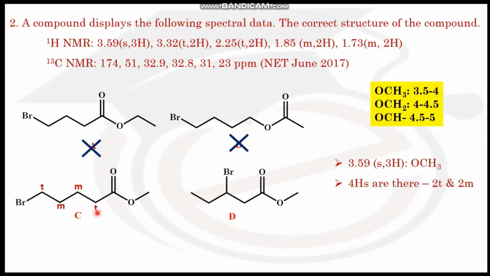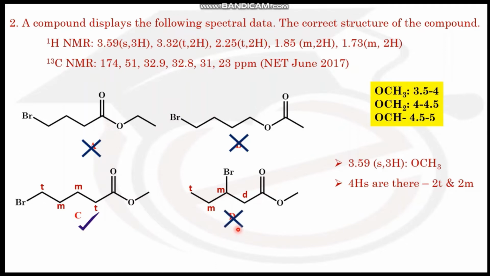Coming to D, this CH3 group will split into a triplet, then this one a multiplet, this hydrogen also a multiplet, and this one will be a doublet. So in C, 2 triplets and 2 multiplets. In D, 1 triplet, 2 multiplets and 1 doublet. Now we can check these options. There are 2 triplets and 2 multiplets, and there is no doublet in this option. So we can tell that option D is wrong and option C is the correct answer.